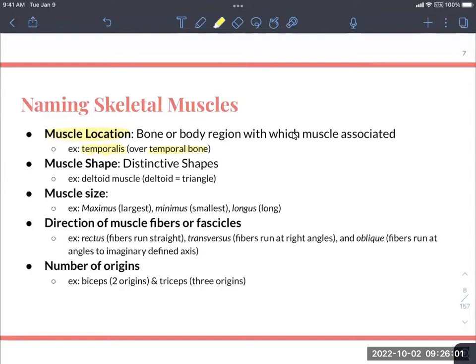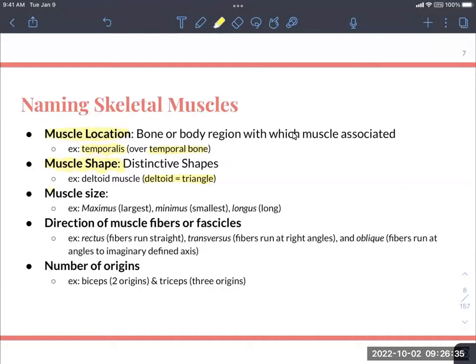Some muscles are named based off of their shape. That deltoid muscle, it's in your shoulder. Deltoid means triangle. Well, that muscle looks like a triangle. It attaches in the front of your shoulder and in the back of your shoulder. That's where it originates, up and over that shoulder. And then remember that deltoid tuberosity in the humerus, it comes down to a point right down there.